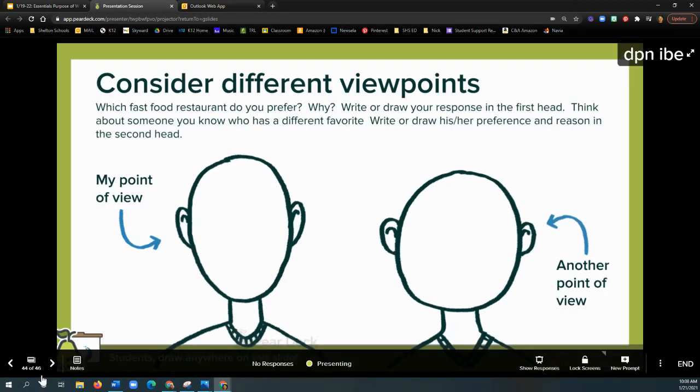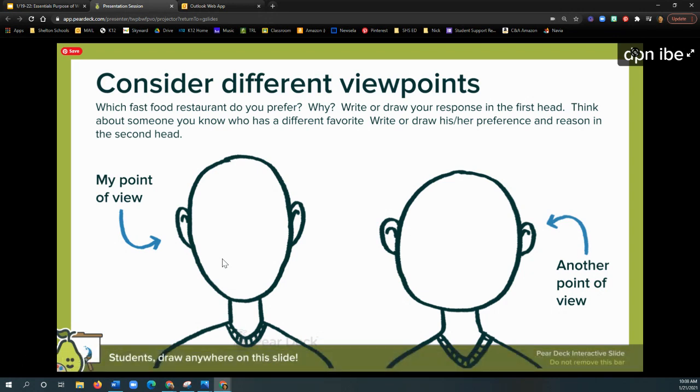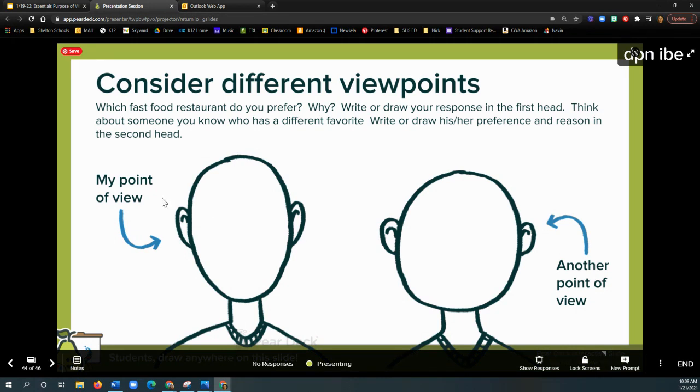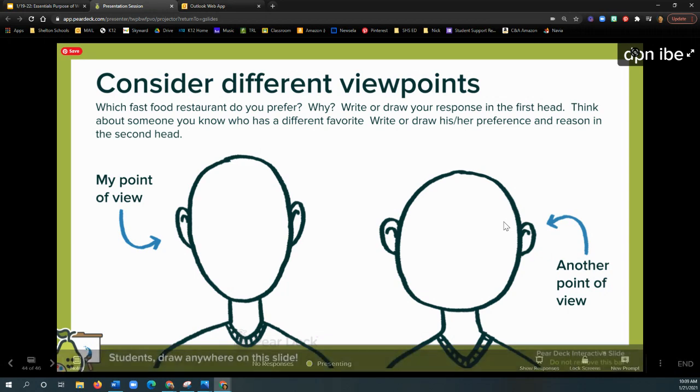So this is also a good way when you contrast things, to think about different viewpoints. So what fast food restaurant do you prefer and why? But somebody else may have another point of view and they might think Burger King is the best. They might not like either of them and prefer to go to the Ritz so that they can get fish and chips. So this is something to consider as part of that conversation of comparing and contrasting, is looking at other people's viewpoints.